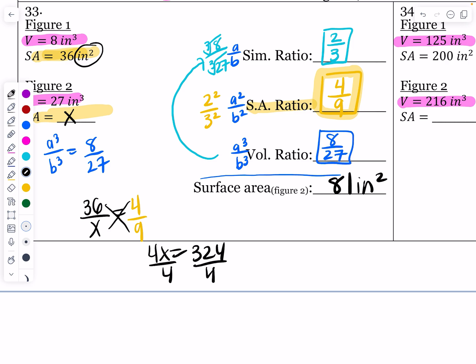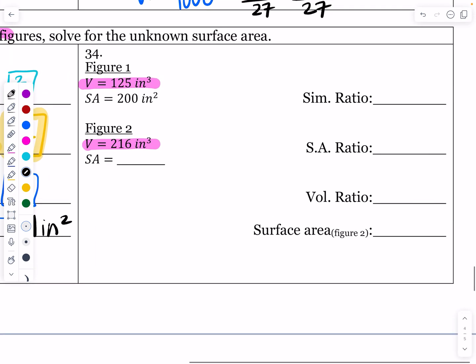All right. Last one, y'all. You've made it. All right, so volume. We're given volume on both of those. So we know that volume is a cubed over b cubed information. Here's a over b. Here's a squared over b squared for surface area ratio. So we are given a cubed over b cubed information.